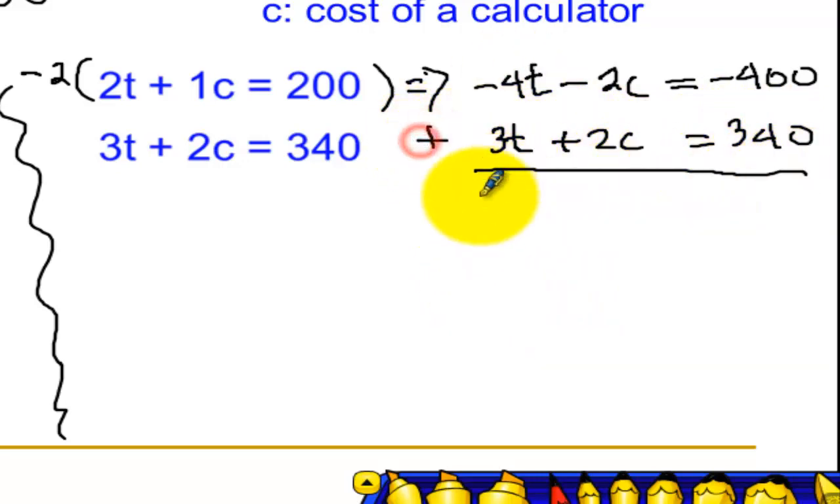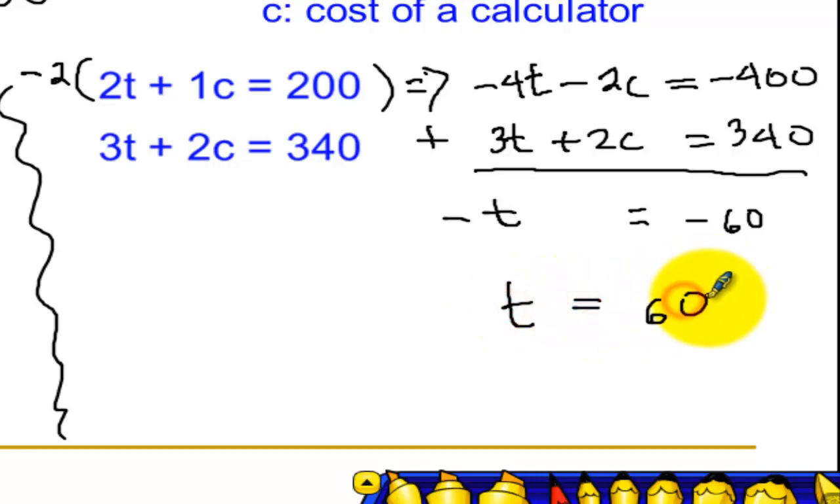Okay, adding the two equations, we are going to get negative t equals negative 400 plus 340, which is equal to negative 60. Divide both sides by negative 1, we will be able to get the same result, which is t equals 60. So what is the cost in dollars of one textbook? It will be $60.